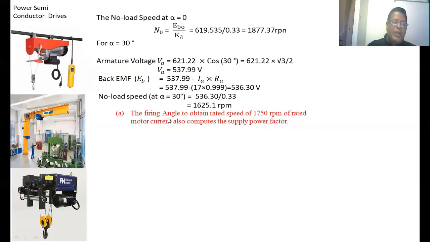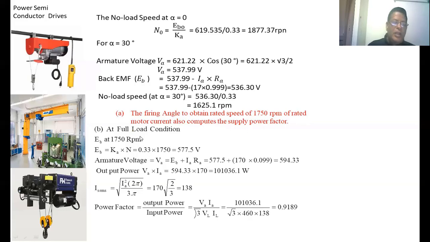In the second part, find the firing angle to obtain the rated speed of 1750 RPM at rated motor current, and also compute the supply power factor. At full load, first you have to calculate the back EMF. The rated speed is given as 1750 RPM. You have to multiply it with the constant of the motor given in the problem, so that we get 577.5 volts.